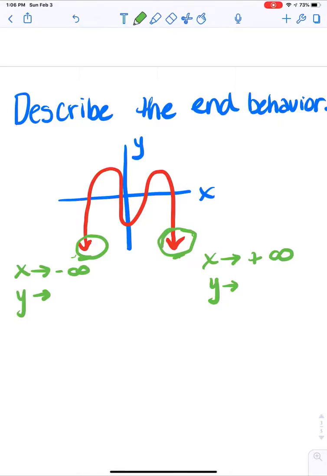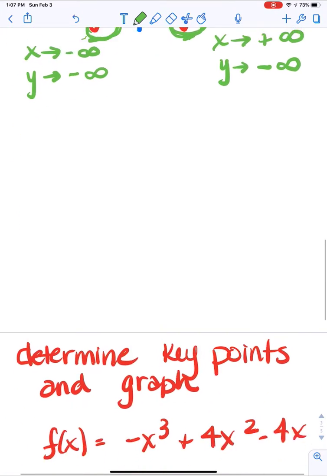So if I look at this one, it looks like the graph is going to continue to go down, which means that y is going to go to negative infinity because it keeps going down and down and down. If I look at this side, that also continues to go down. So go to negative infinity. Now, if the graph was going up, it'd go to positive infinity. It's really as simple as that. Look over your end behavior stuff. There are several examples on graphs you already have done with descriptions.